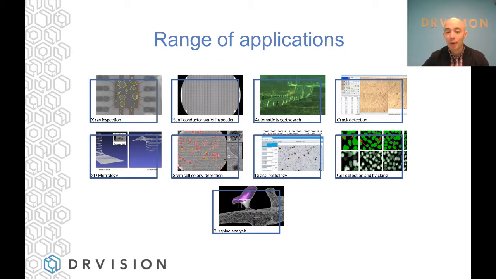In this 25 years plus of history, we've developed a wide range of applications. Everything from X-ray inspection and crack detection to some of the really cool biological applications that we've been talking about in this Voxel series, such as cell detection and tracking, and things we'll look at today like 3D spine analysis.